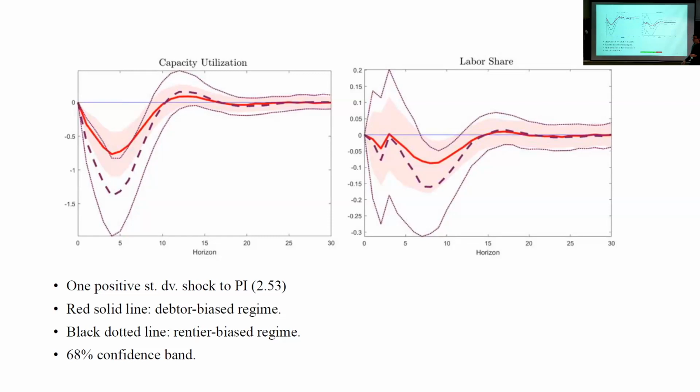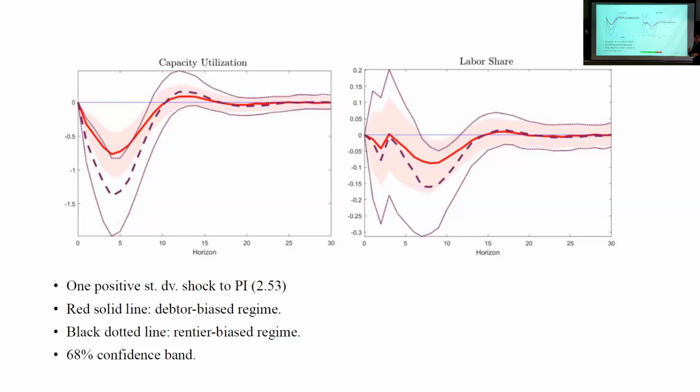So this can create some problems with interpretation, but in the end it is changes in the Pasinetti Index. So if the Pasinetti Index increases, the idea is that there is more income going to the rentiers.